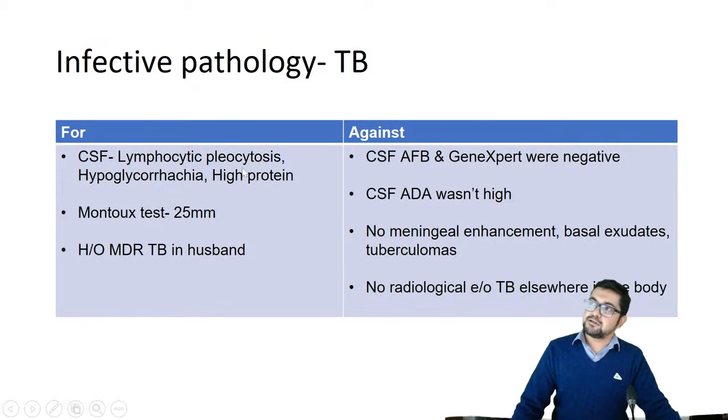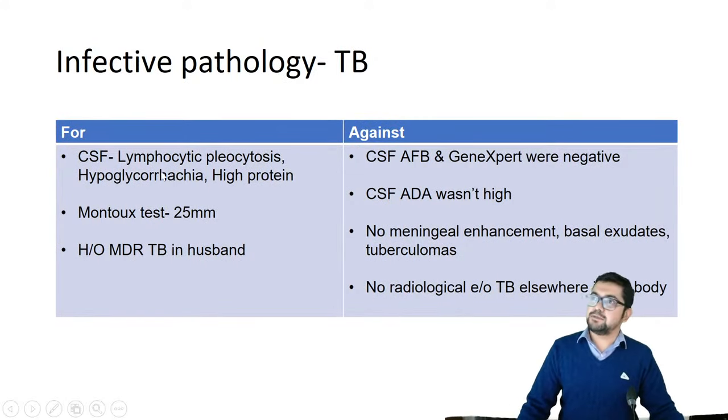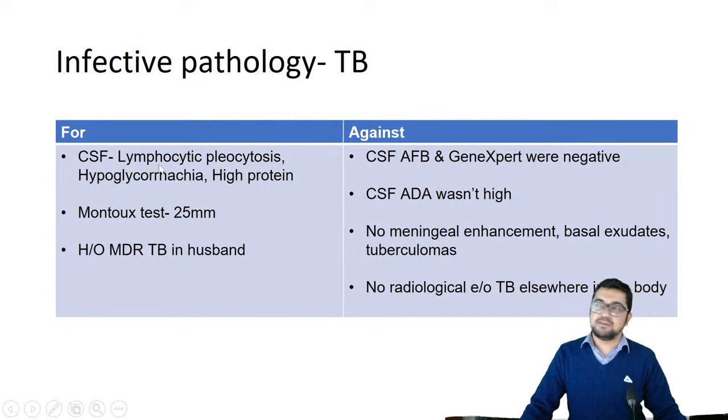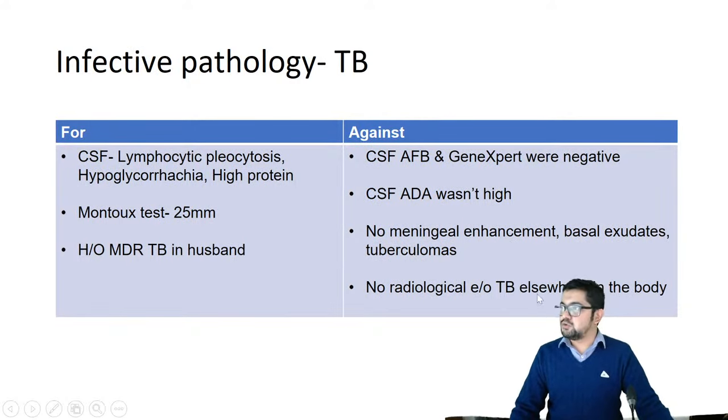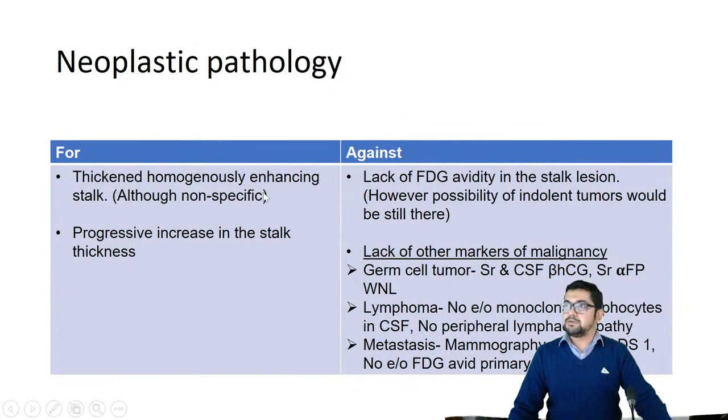For infective pathologies, the points favoring infective pathologies were CSF evidence of lymphocytic pleocytosis with hypoglycorachia and high protein, Mantoux positivity, and a history of MDR-TB in the husband. The points against were that the CSF AFB and GeneXpert were negative, ADA was not high, there was no meningeal enhancement in the MRI, no basal exudates, no tuberculoma in the brain parenchyma, and no evidence of TB elsewhere in the body.